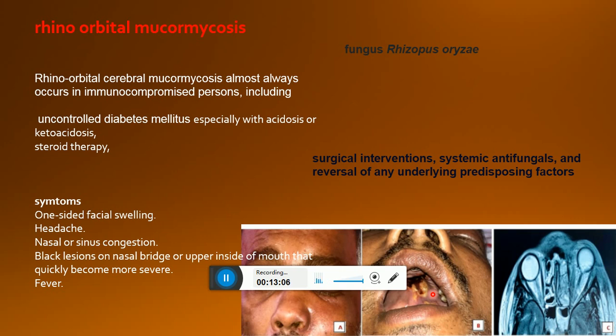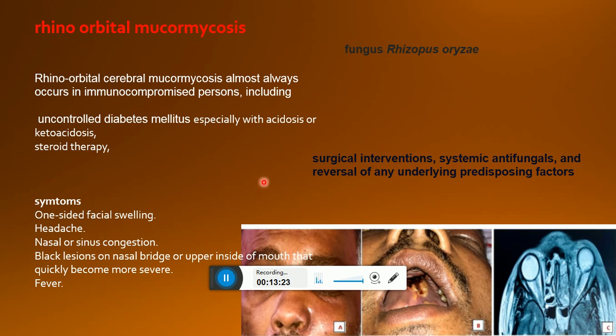The complications include retinal vascular occlusion, multiple cranial nerve palsies. The patient may present with multiple cranial nerve palsies and cerebrovascular occlusion. And investigations are much the same as for bacterial orbital cellulitis.